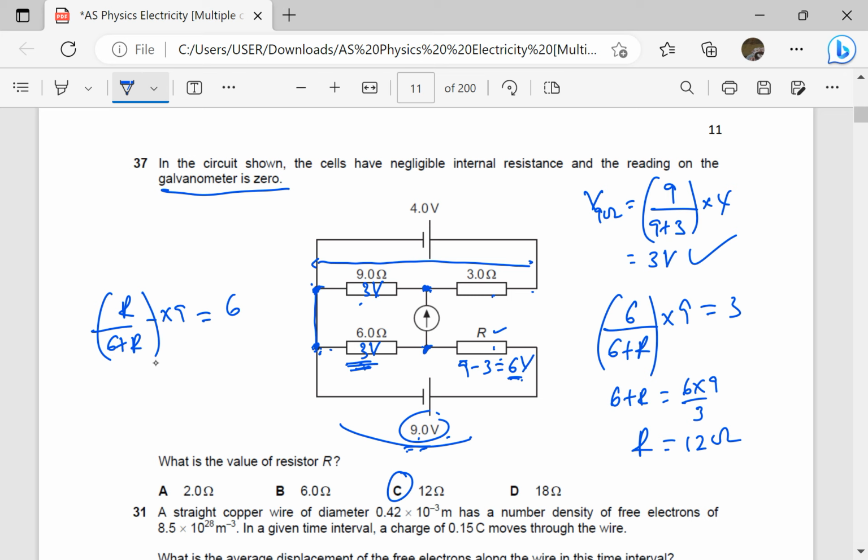So we solve this. 9R is equal to 36 plus 6R. So again solve this. 3R is equal to 36, which means R is going to be 12 ohms.